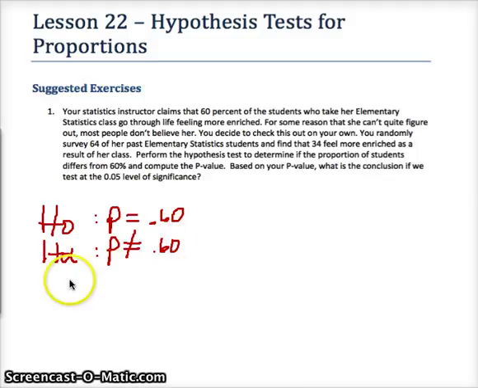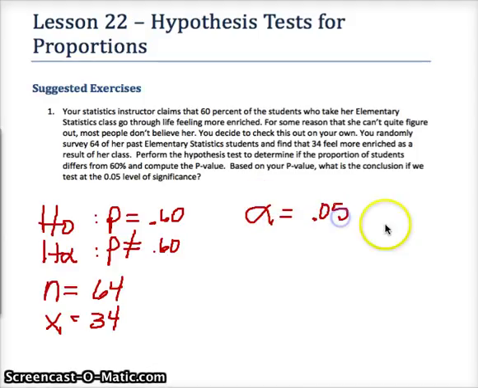Okay? And we've got to get some more facts out. Now, how many people did they survey? Well, there are 64. Okay? And of that, how many felt more enriched? That's 34. Okay? So we're going to do this test of proportion, and we're going to find the p-value, and we're going to compare that with our alpha. Alpha, remember, in this case is 0.05. All right, so let's go to the calculator.